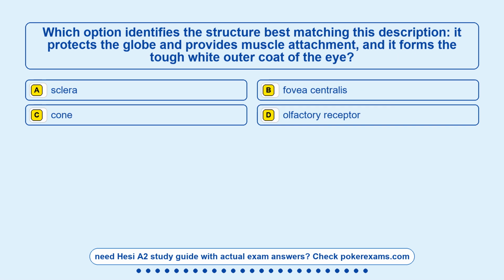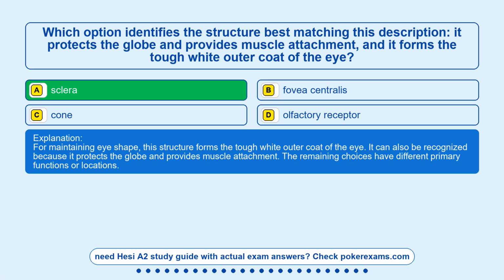Question 16. Which option identifies the structure best matching this description? It protects the globe and provides muscle attachment, and it forms the tough white outer coat of the eye. Option A, sclera. Option B, fovea centralis. Option C, cone. Option D, olfactory receptor. The correct answer is option A, sclera.